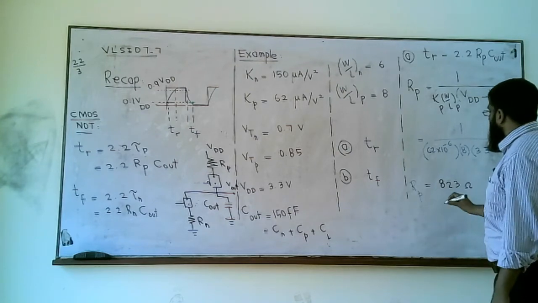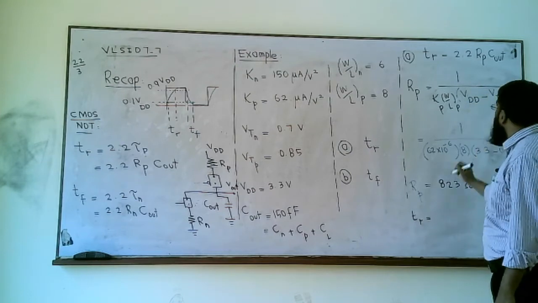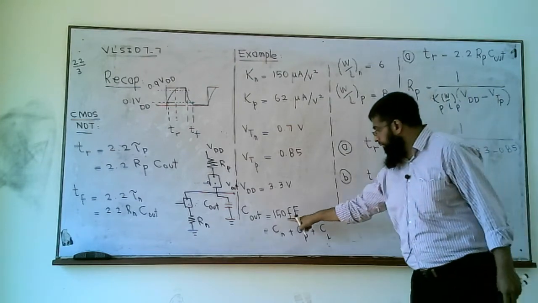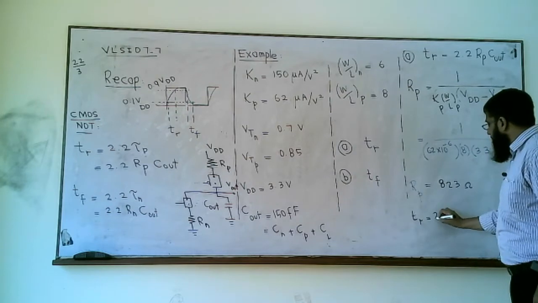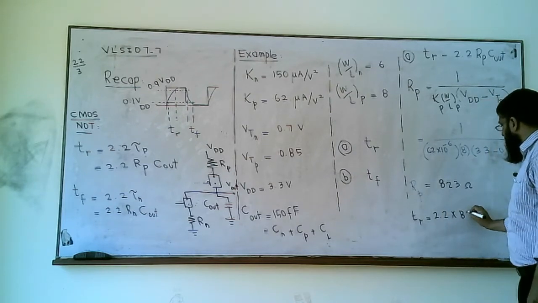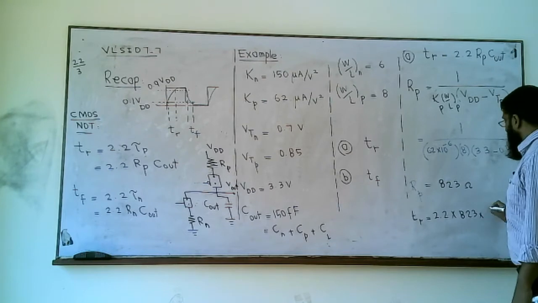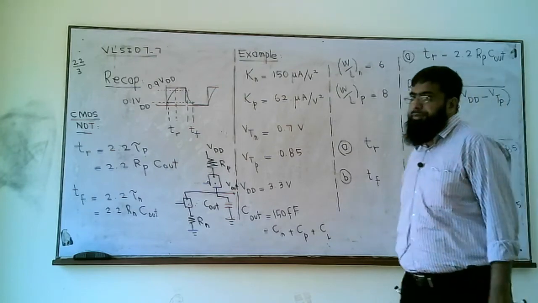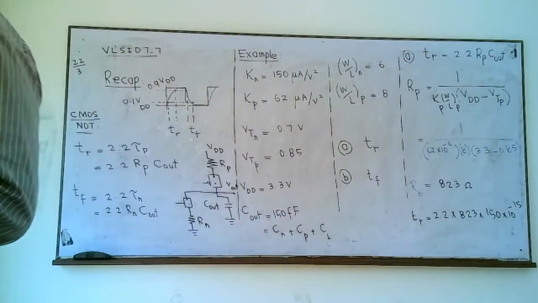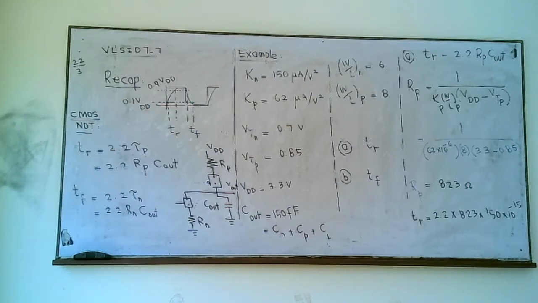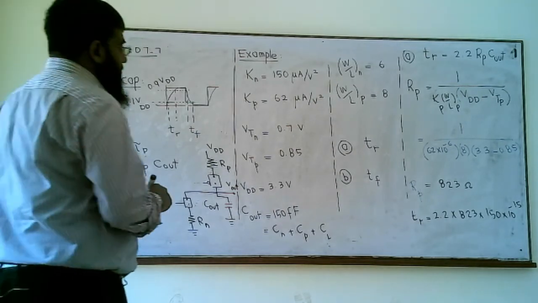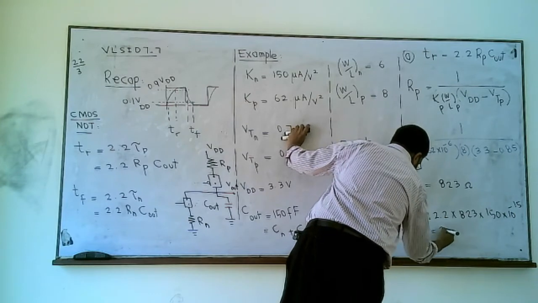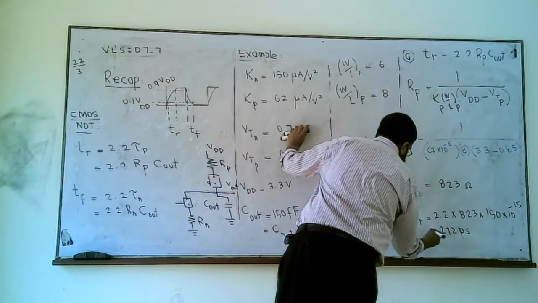And now we are ready to compute TR because we are given C out. C out is 150 femto. So now we can straight away compute TR: 2.2 times 823 times C out 150 femto. Don't forget this minus 15. It's important. Right. So it becomes 272 picoseconds. TR comes out to be 272 picoseconds.